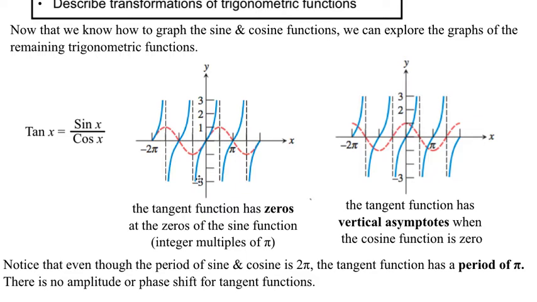So when you're calculating the period of the tangent function, rather than using 2 pi over the absolute value of b, you're going to use pi over the absolute value of b. And another point I wanted to make here in the last sentence on this slide, there's no amplitude or phase shift for tangent functions. So we don't talk about the amplitude or phase shifting for these. We talk about horizontal translations and vertical stretches and things like that.